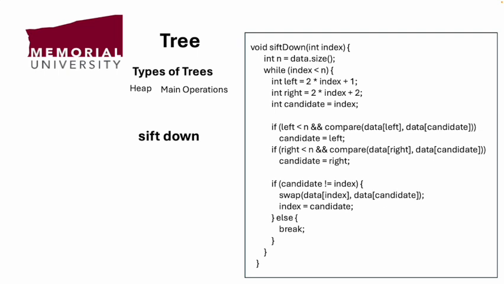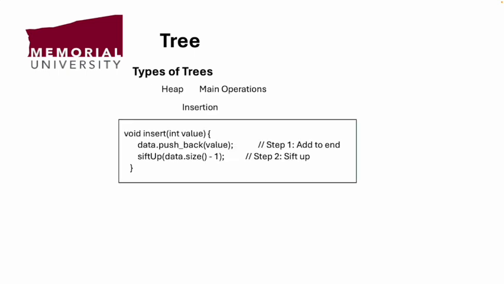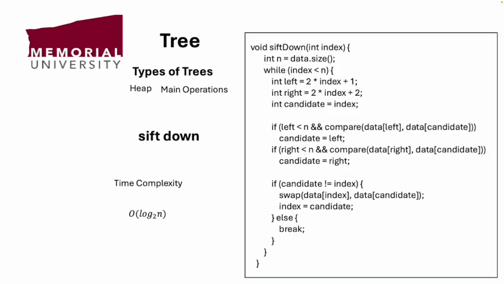Now shift up, shift down. What about this complexity? Again, log base 2 of n. Question? No question. Okay. Why is it log 2 of n? Every time you go down, you're halving the number of nodes you're comparing. You can always ignore a part, right?